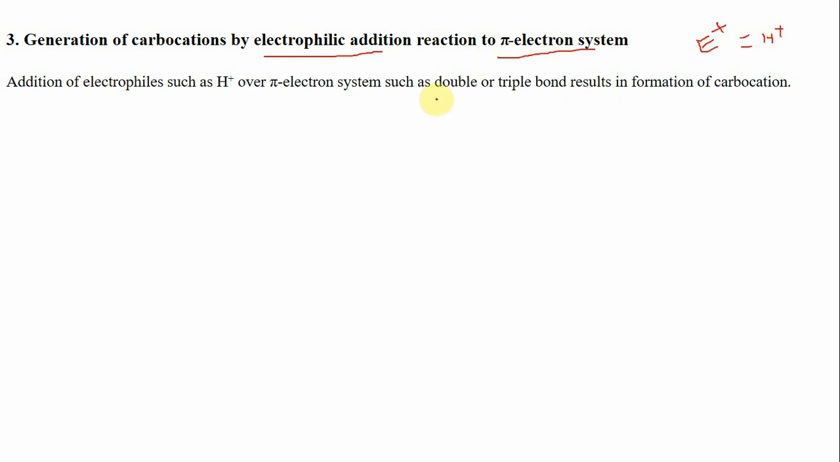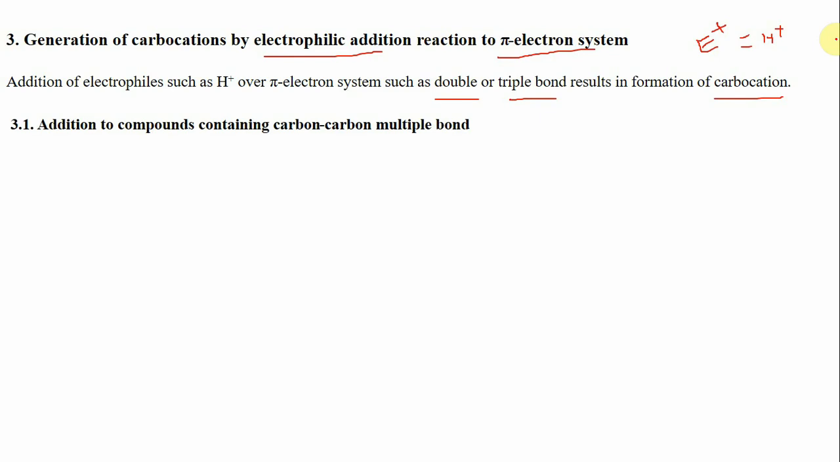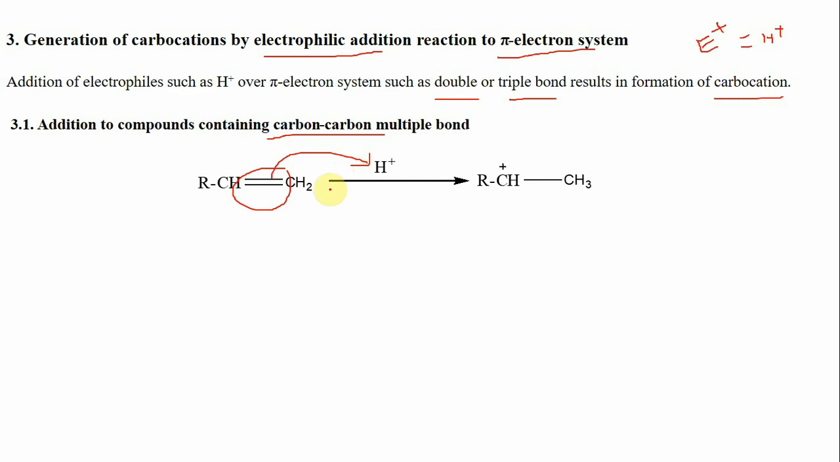So here the addition of electrophiles can be done over any pi electron system. For example, addition can be carried out over a double bond, or over a triple bond, and this results in the formation of carbocations. For example, the very first method is addition over a carbon-carbon multiple bond. Now your carbon-carbon multiple bond may be a double bond or a triple bond. For example, in case of alkenes, say your alkene substrate is CH double bond CH2. Since this pi bond is a source of electrons, this H plus ion or electrophile can easily be added over this pi bond. So it can undergo addition to this pi bond.